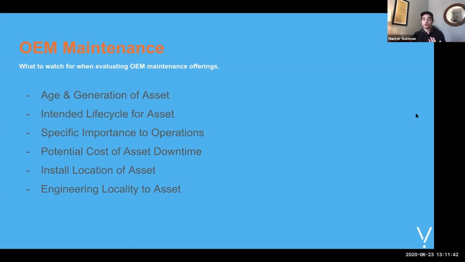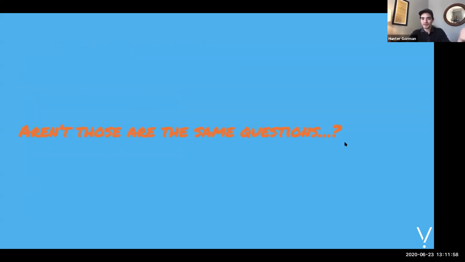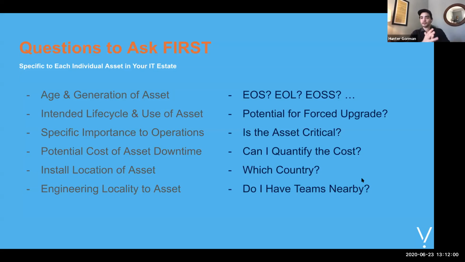A few more that I'll mention are the install location and the engineering locality, which just means, do you have teams nearby? So when I ask these questions for OEM maintenance, you might start to see we're asking the same questions when it comes to third-party maintenance. So aren't those the same questions? You're absolutely right. They are absolutely the same questions. And we really like to take that approach to maintenance, whether we're buying OEM maintenance on somebody's behalf or we're selling one call. We like to ask these questions first, again, on an asset by asset basis for the entire IT estate, just to consider which approach is best.